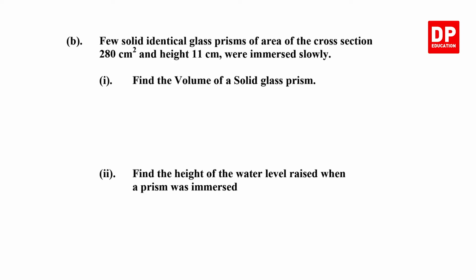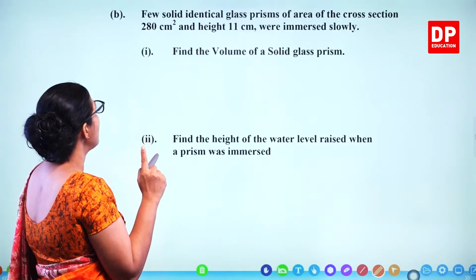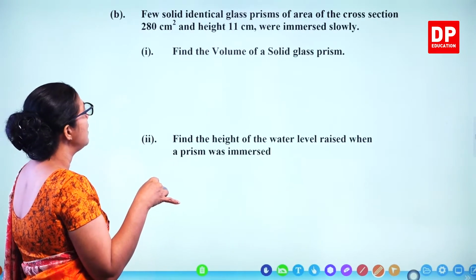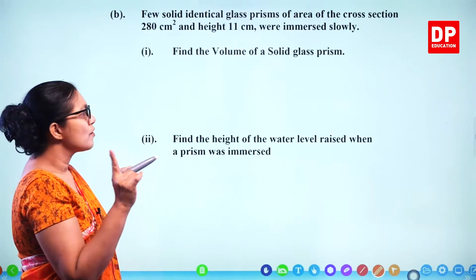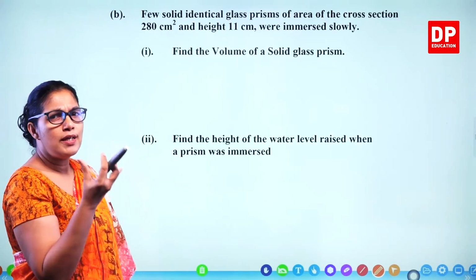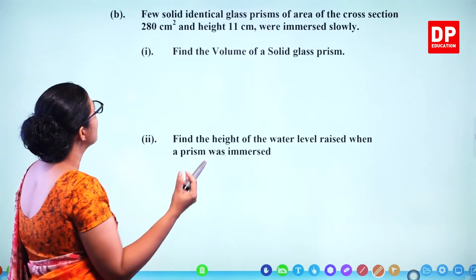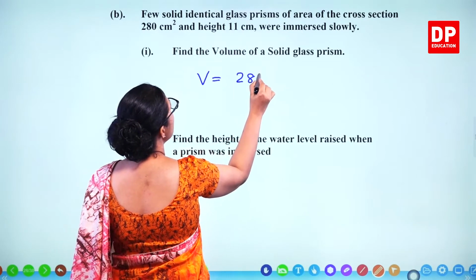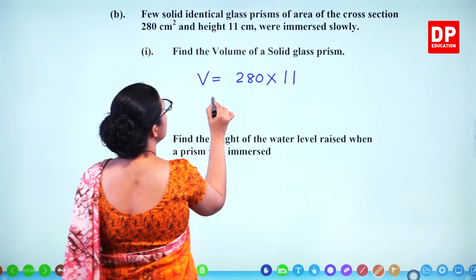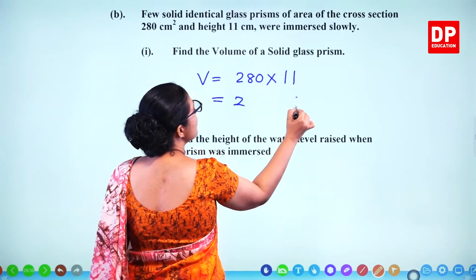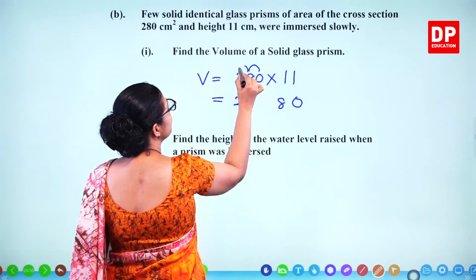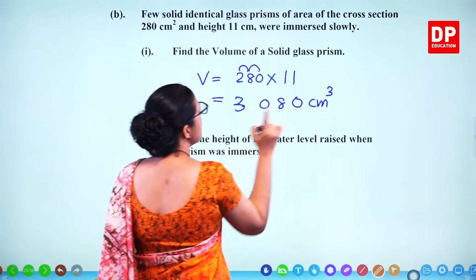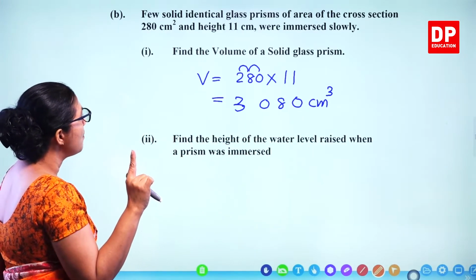Few solid identical glass prisms of area of the cross section 280 square centimeters and height 11 centimeters were immersed slowly. Find the volume of a solid glass prism. So how do you find out the volume? Cross sectional area into length or height. So volume of the prism is 280, cross sectional area, into 11. Again multiply by 11. 2 and 0, separate it and then add it. And this becomes 3. 3080 cubic centimeters. So that's for the volume of one prism.